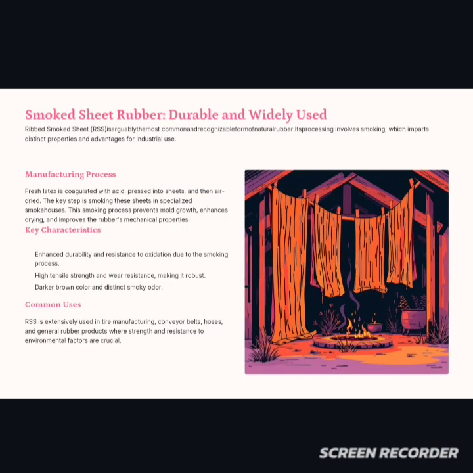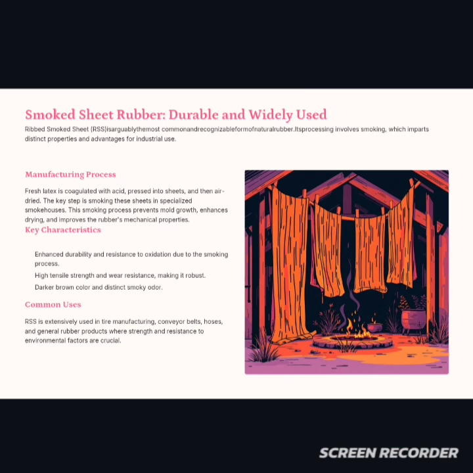Smoked sheet rubber, durability and widely used. Ribbed smoked sheets are arguably the most common type of natural rubber. Its processing involves smoking, which imparts distinguished properties and advantages for industrial use.